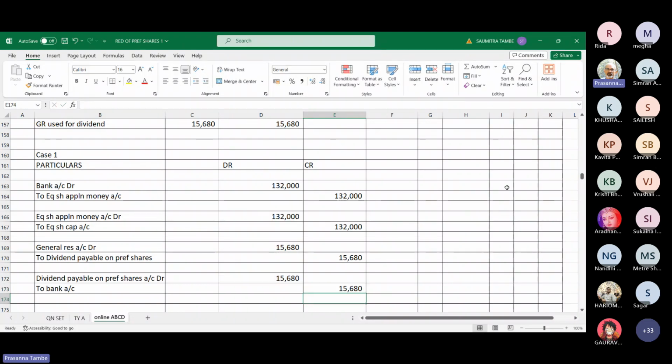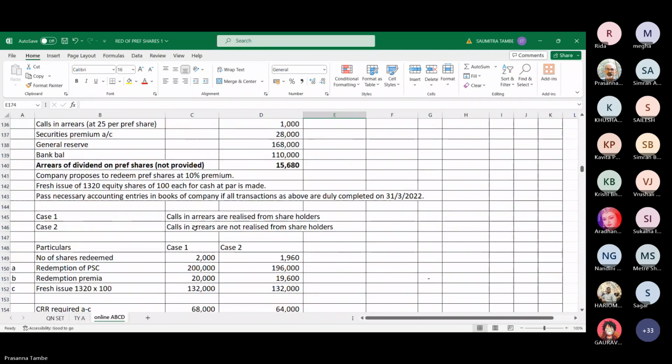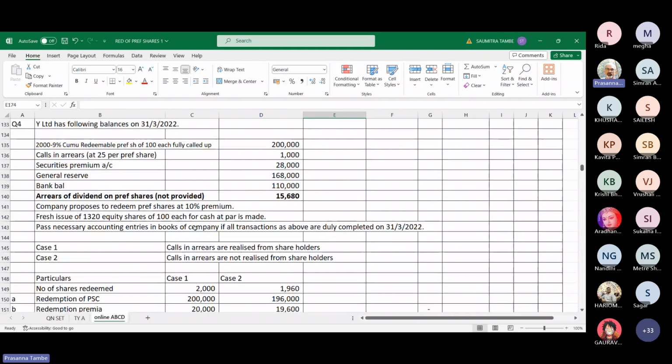So we made the fresh issue. Then we provided for the dividend out of general reserve because dividend was to be paid. It was in arrears, and then we paid off the dividend. Any difficulty with any of the entries so far? No, sir. Okay. Now we can plan for the redemption. So what is the type of share capital we have? We have 9% cumulative preference shares. Okay.